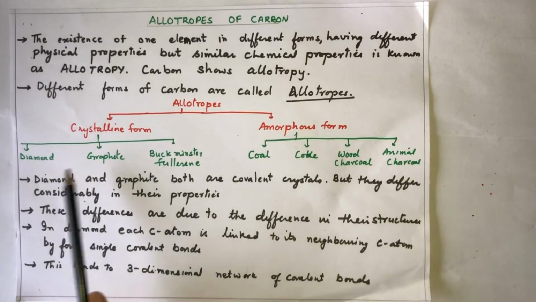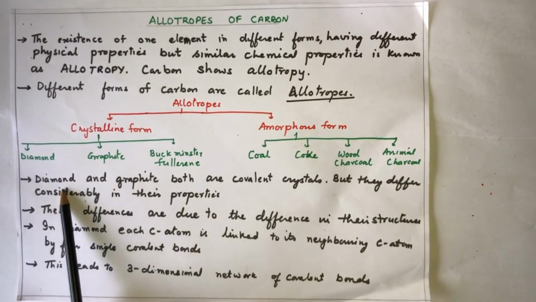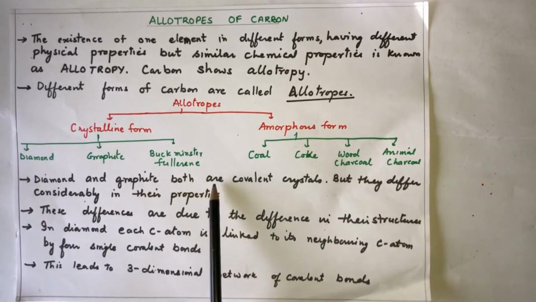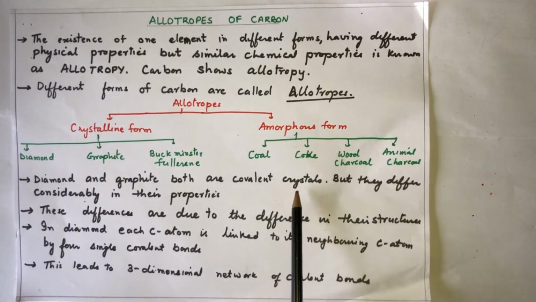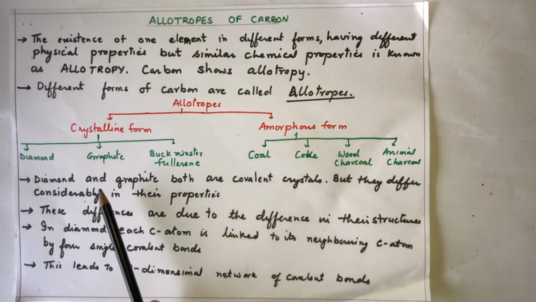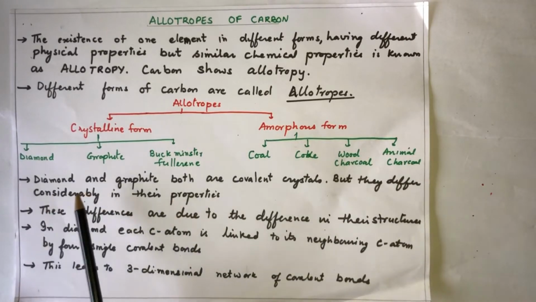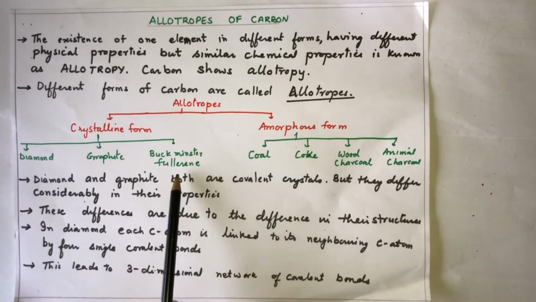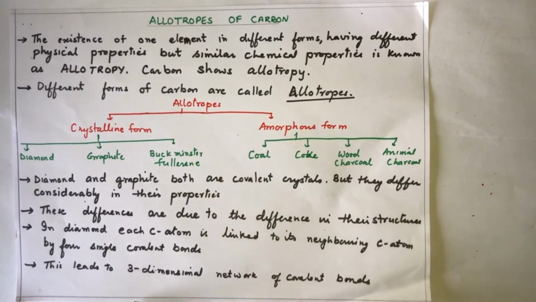Now, if we discuss diamond and graphite, both are covalent crystals, but they differ considerably in their properties. Whether it is diamond or graphite, in fact Buckminster fullerene also, they contain covalent bonds, but only one bond is different in each case, so they differ in their properties considerably. These differences are due to the difference in their structure.